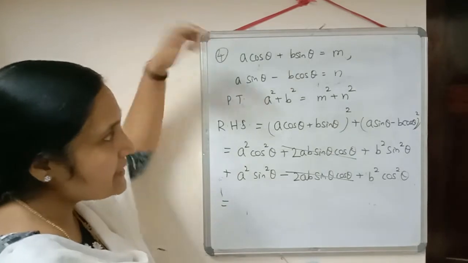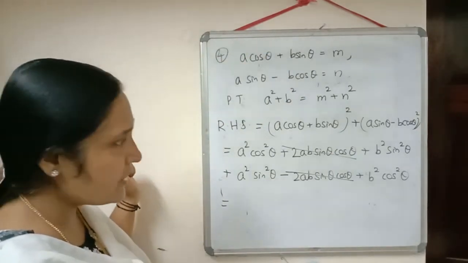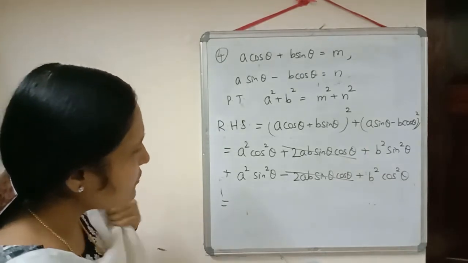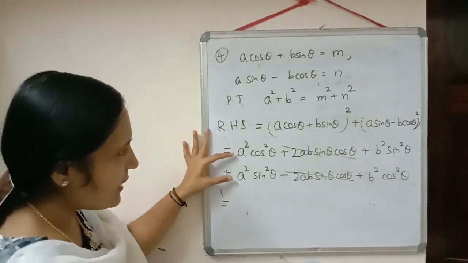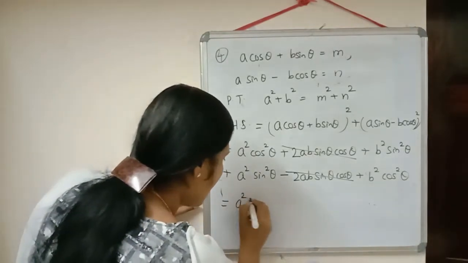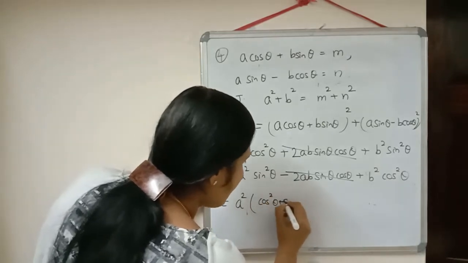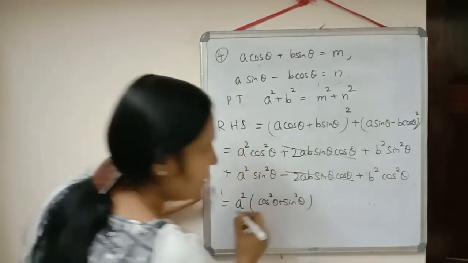Remaining in the left hand side, we need only a square plus b square. No other term there. Okay. So just to check in which two terms you have a square here. So shall I take a square common? Okay. So a square taken common. What will come inside the bracket? Cos square theta plus sin square theta.